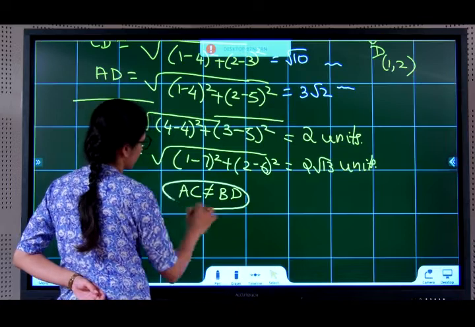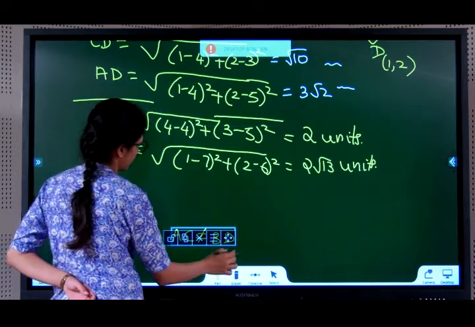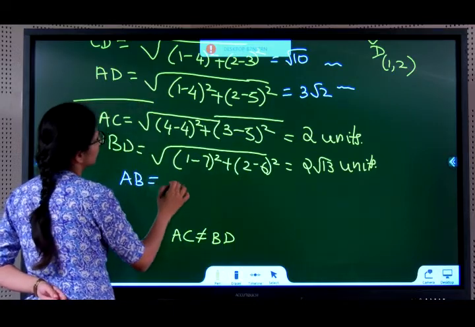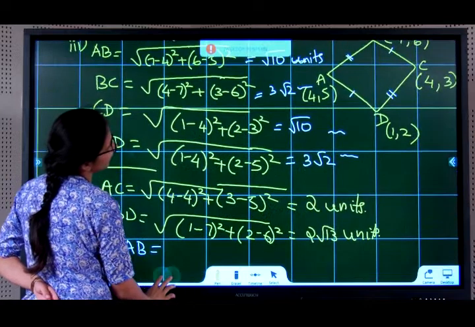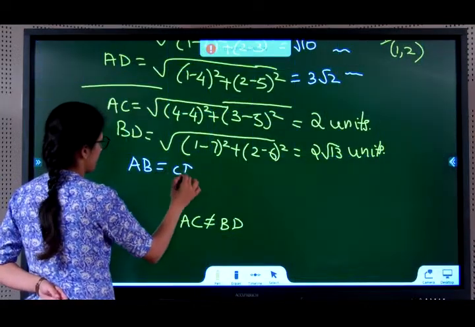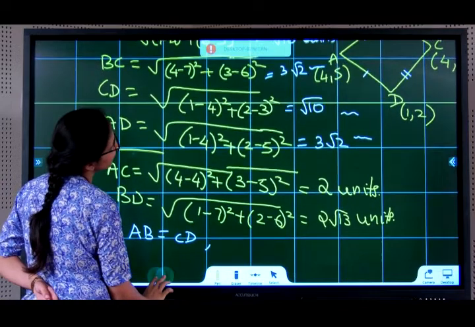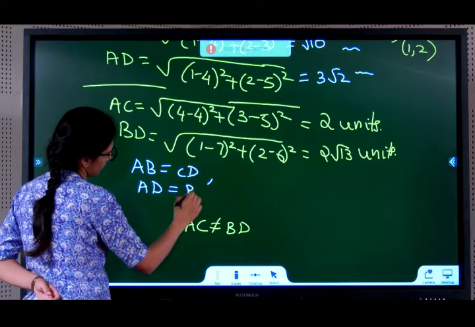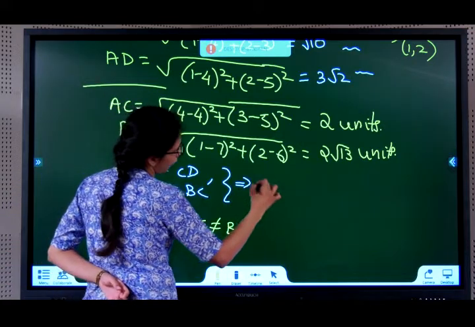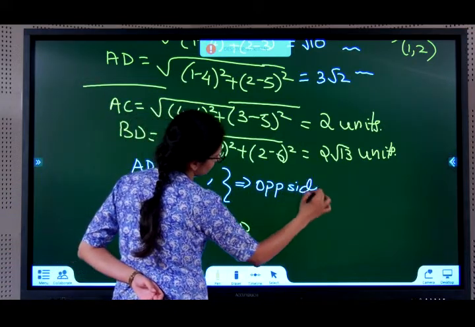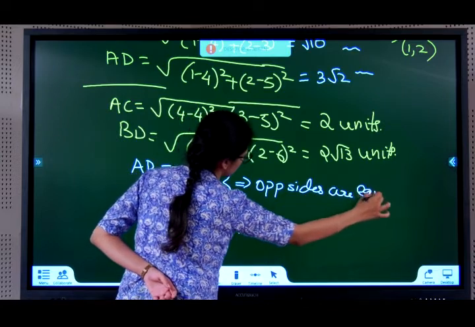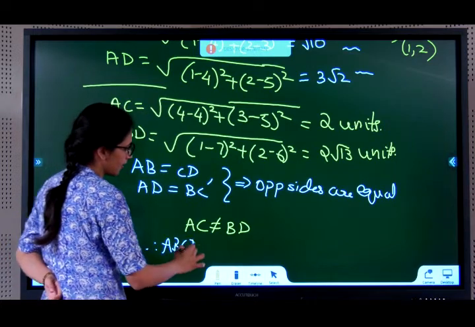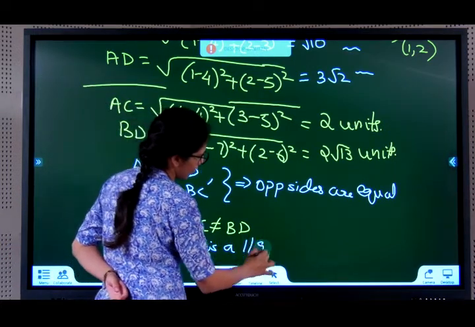First condition, what we can write here is AB was equal to whom? AB is equal to CD. And what else is equal? AD is equal to BC. This implies what? Opposite sides are equal. Diagonals are not equal. Therefore, ABCD is a parallelogram.